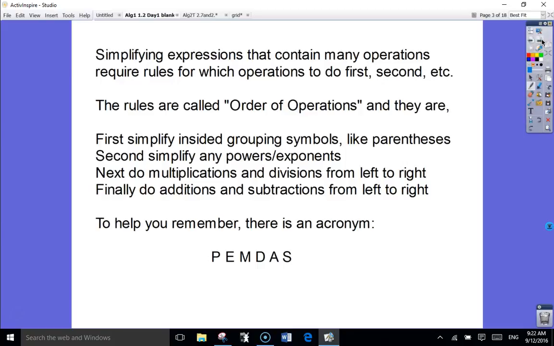Connor? You don't have to write down anything if it doesn't help you. Okay.